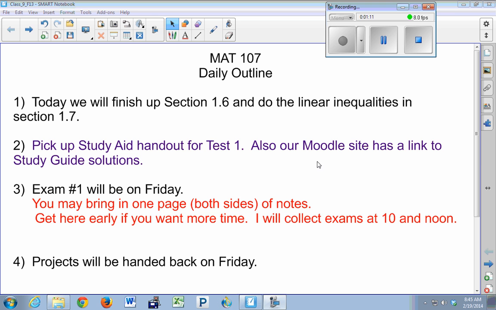Please get here early on Friday if you think you're going to need any more than the allotted hour and 10 minutes. If you tend to be a student that traditionally has run out of time, or you have some kind of accommodation for more time, then come at 10 or 10 past or 10:15 so that you're not nervous about the time. I will collect it right at 10. So if you came in at 8, you'd have a full 2 hours. If you came in at 8:30, an hour and a half, you can do the math.